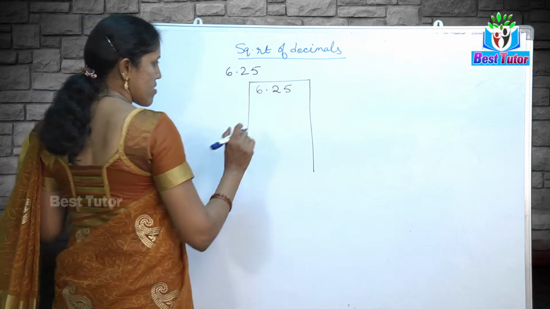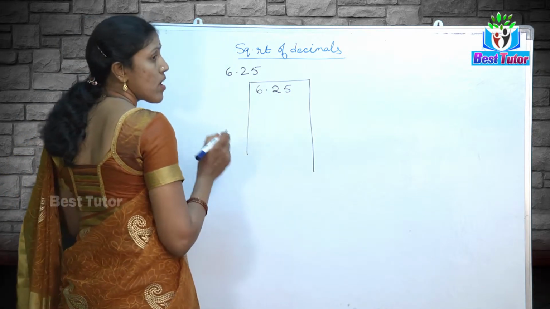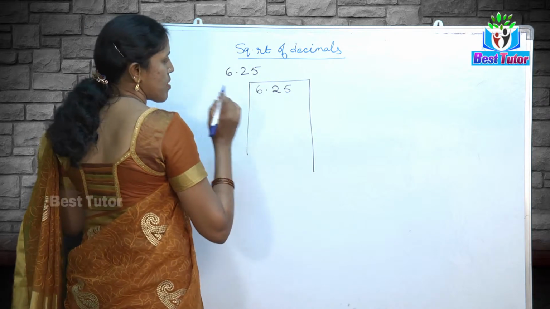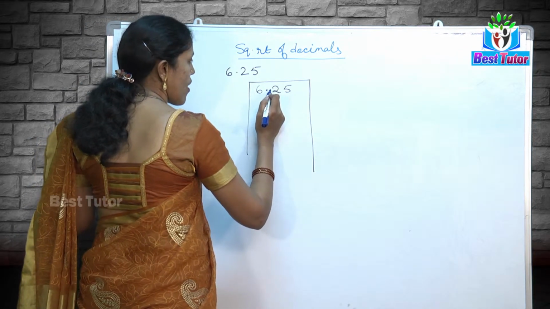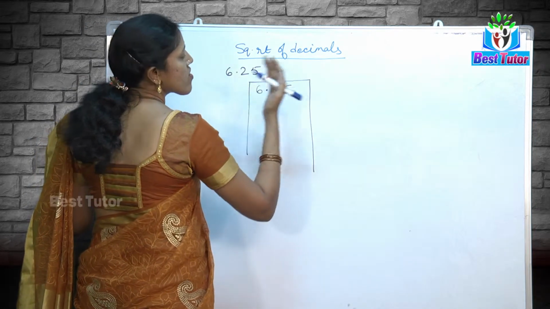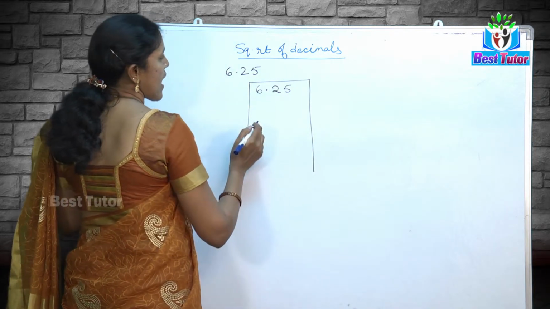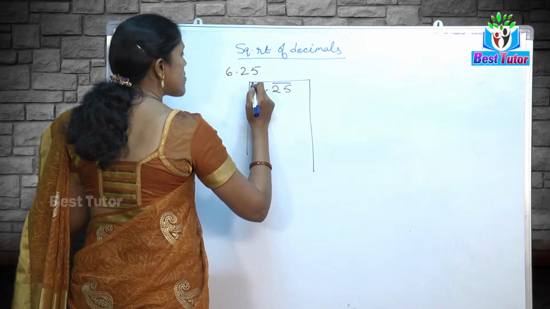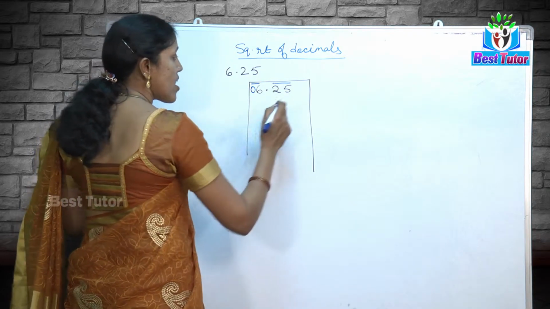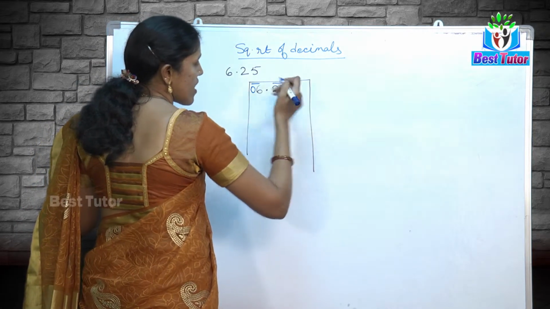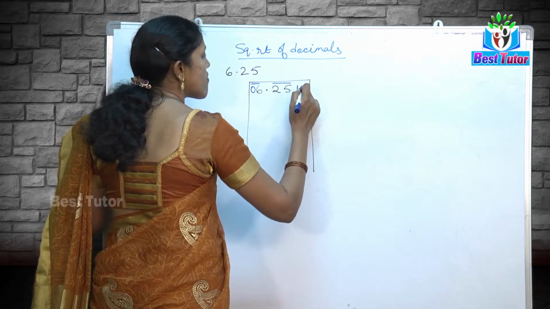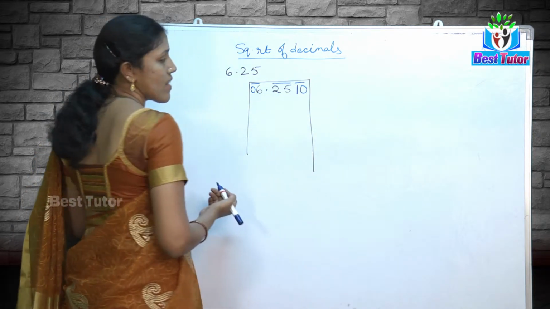The procedure remains the same. We need to pair the numbers, but unlike a whole number, here the pairing starts from the decimal point. This is the decimal point. From the decimal point towards the right or towards the left, we have to start pairing. 25 is one pair, 06 is the other pair. In case I have 6.251, then what do I do? I will write the number as 6.2510 and then pair it.